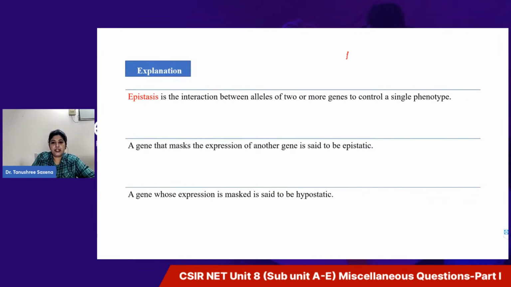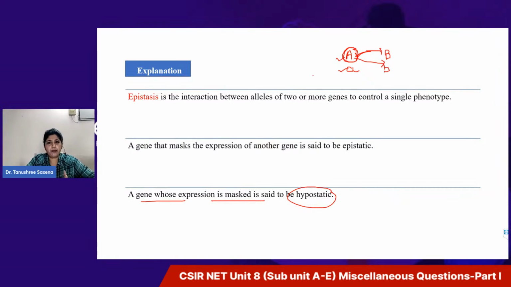So let's say we have two genes, and I'm writing the alleles of the first gene, which is this one, and the alleles of another gene is this one. When an allele of one gene masks the expression of the alleles of another gene, we call it the epistatic gene. However, a gene whose expression is masked, we call hypostatic. For example, if the dominant A allele is masking the expression of either allele of the gene at another locus, then A is epistatic and B is hypostatic.